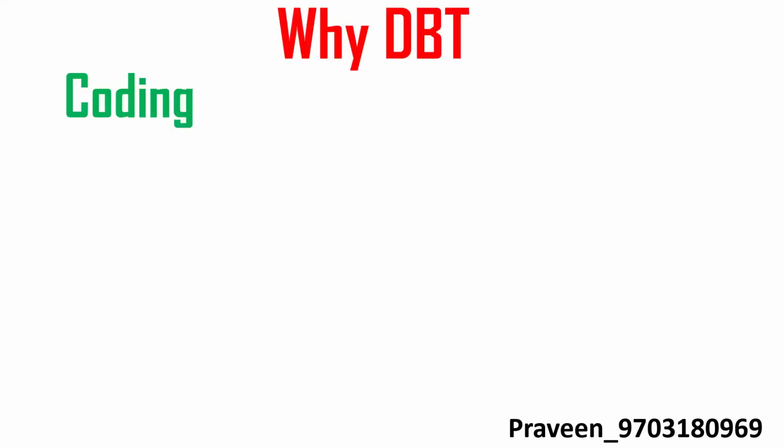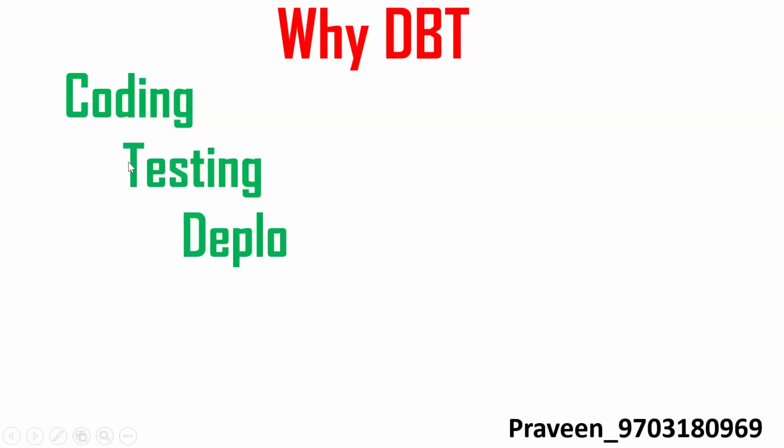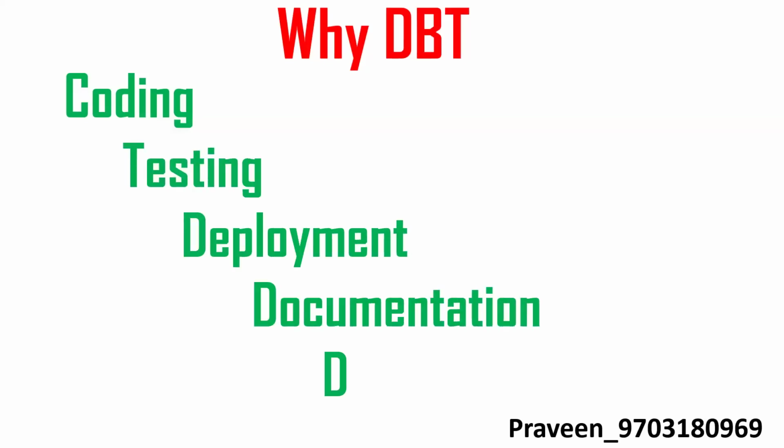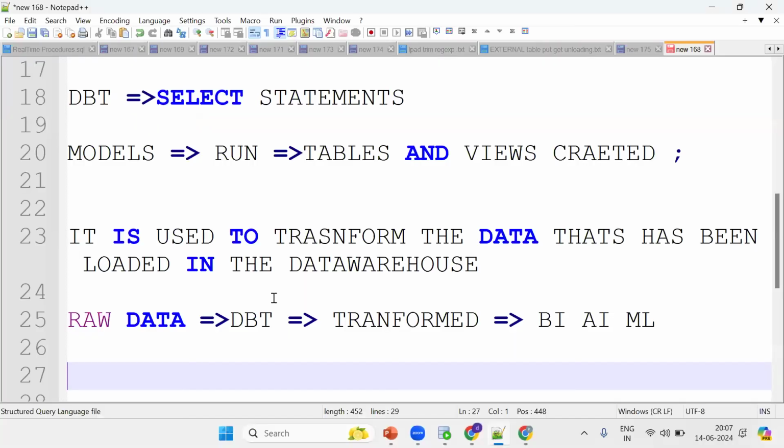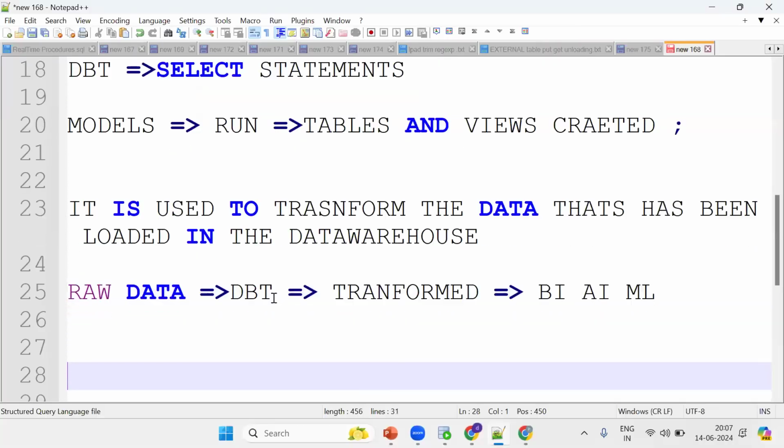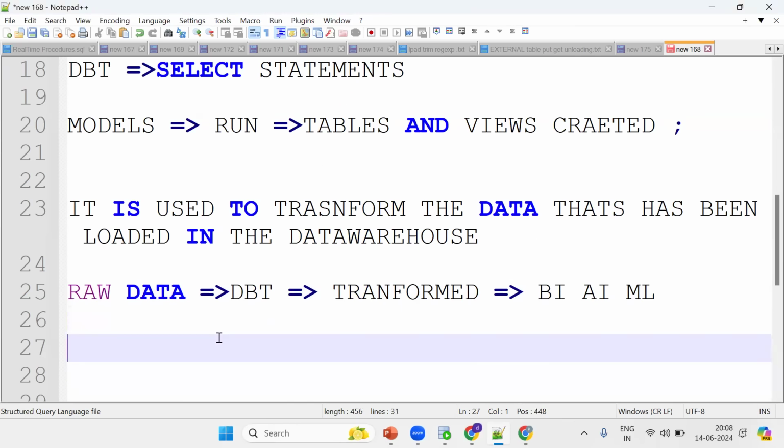See, why DBT? With the help of DBT, we can perform development, testing, deployment, documentation and data lineage. So what is deployment? Anybody know? Deploying the code to the production environment. Yes, the DevOps guy deploys.